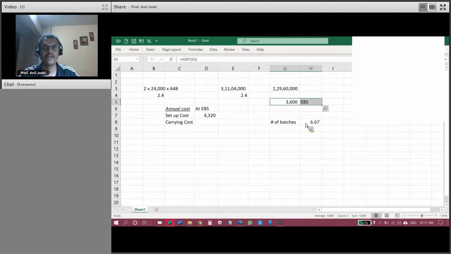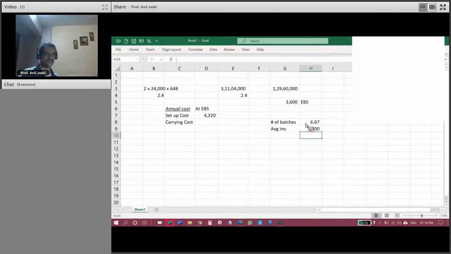Every time you manufacture the batch, you have 3,600. Then gradually it comes to zero, so your closing becomes zero. Again it becomes 3,600, or again it becomes zero. So at any point of time, the average inventory will be 3,600 plus 0 upon 2. That means your average inventory will be this upon 2.